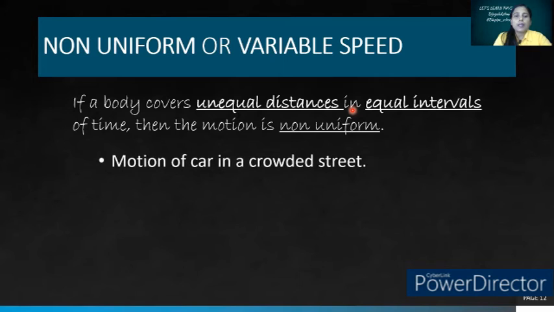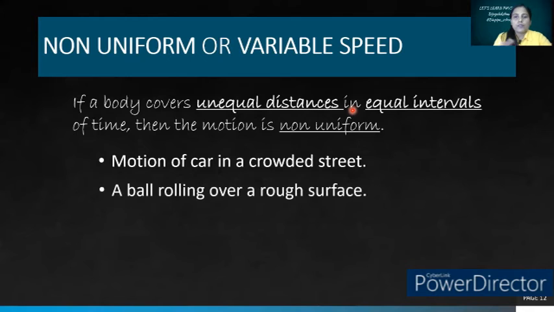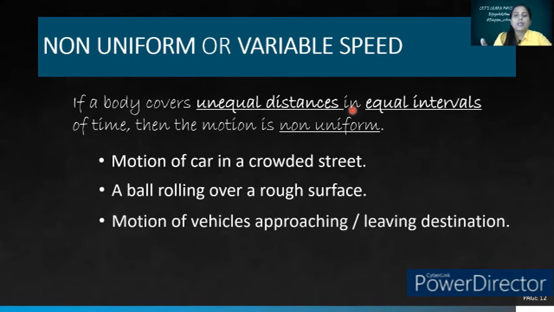So these types of motions are called non-uniform motion. We can have examples like motion of a car in a crowded street, a ball rolling over a rough surface, motion of vehicles approaching or leaving the destination. Like whenever a car gives a start, the speed is less, then it gradually increases. Similarly, when the car is coming to a halt, it does not halt immediately. It takes time, and gradually the speed decreases. So in this case, the speed becomes variable.